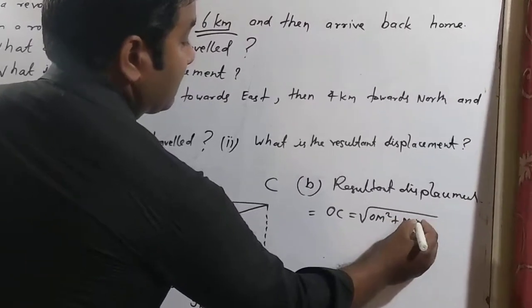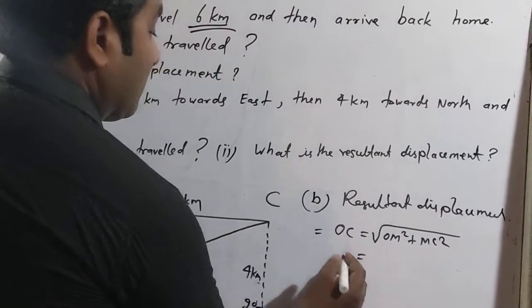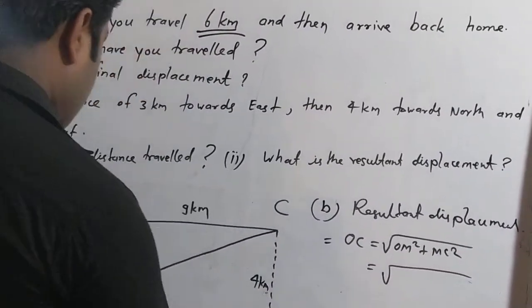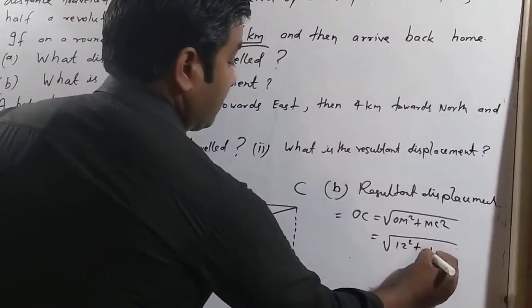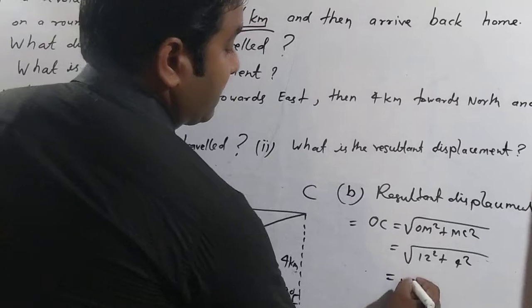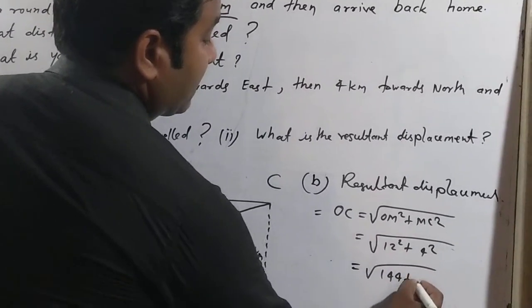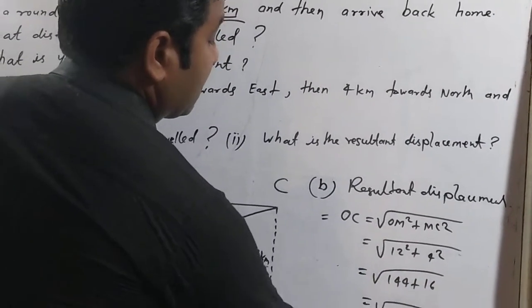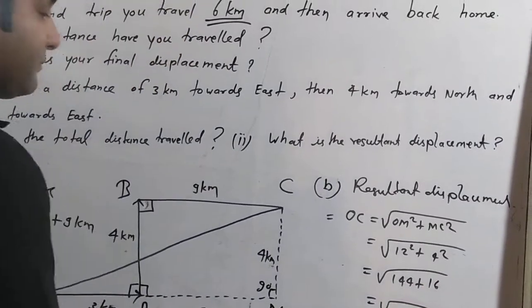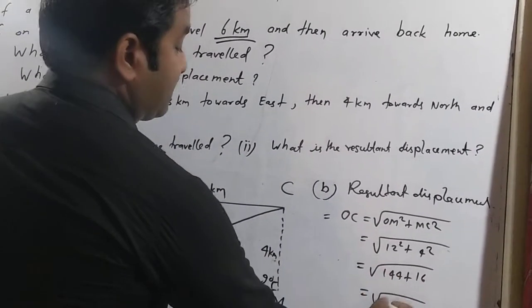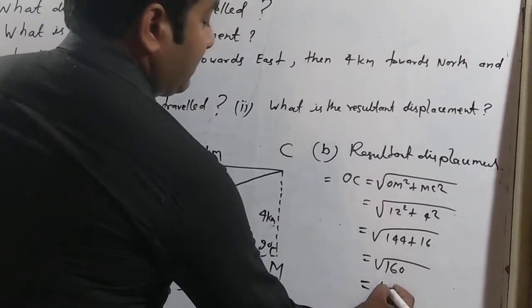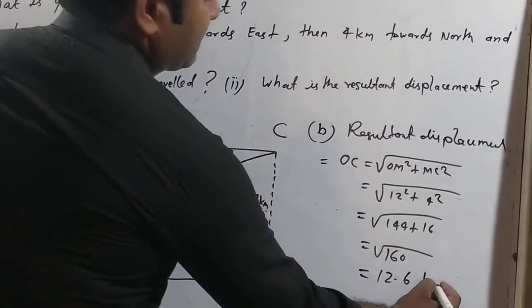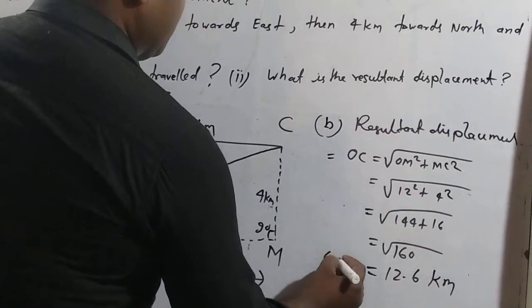OM square plus MC square, and OM means what? It is equal to 12 square, and MC means what? 4 square. 12 square is 144, and 4 square means 16. That is equal to what? 144 plus 16 is 160. When we calculate the square root of this, then it will be 12.6. This is the resultant displacement, that is OC.